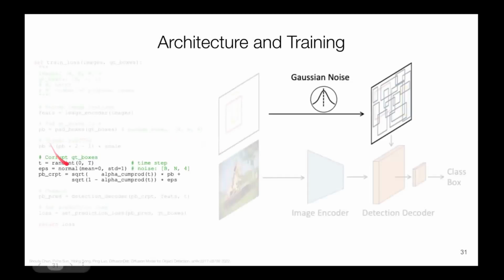Next up, we're going to corrupt the ground truth boxes. We're going to apply Gaussian noise. So t would be a random time step t between 0 and T. Epsilon is the normal distribution noise. And then the padded box corrupt would be the square root of the cumulative product of alpha at time step t times the padded boxes plus the square root of 1 minus the cumulative product of alpha at time step t times the noise. We're essentially adding the noise to the padded boxes.